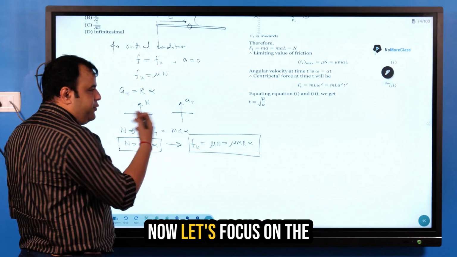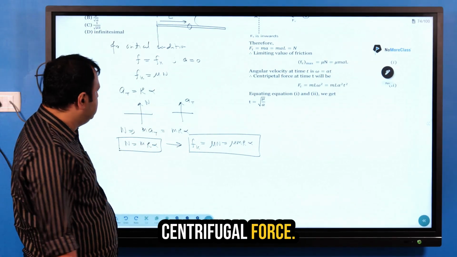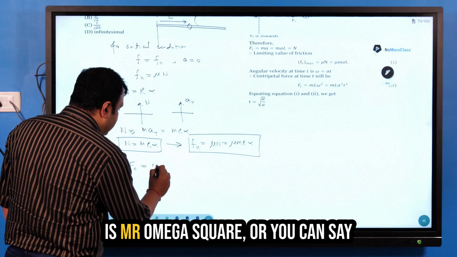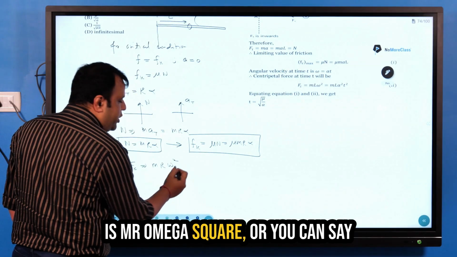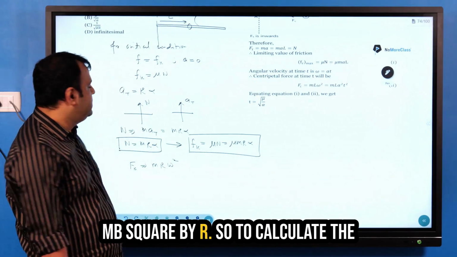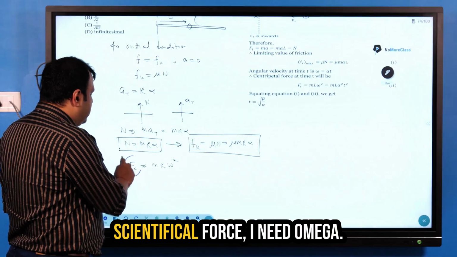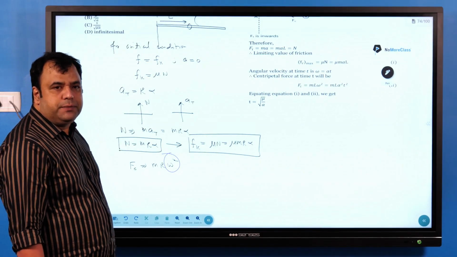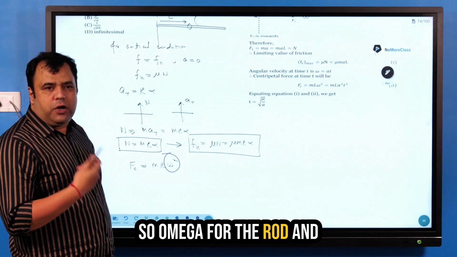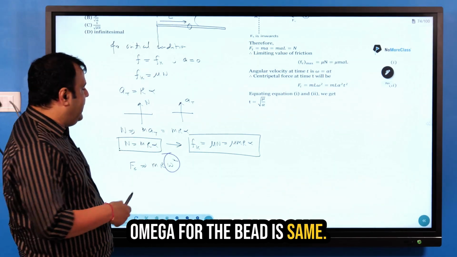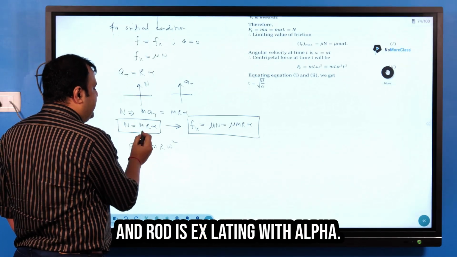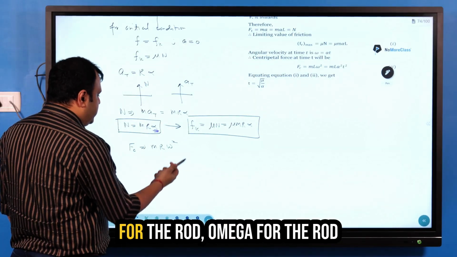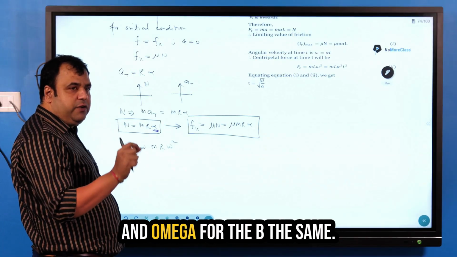Now, let's focus on the centrifugal force. The formula is m r omega square, or you can say m v square by r. So to calculate the centrifugal force, I need omega. Omega for the rod and omega for the bead is the same, and the rod is accelerating with alpha. So let's calculate the omega for the rod.